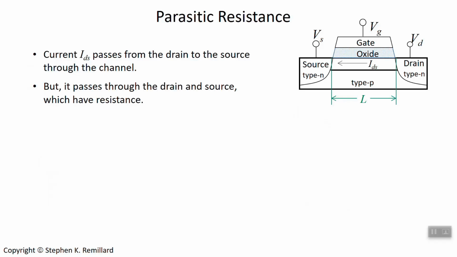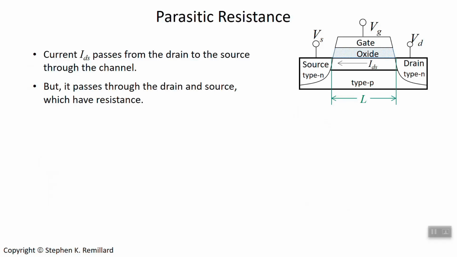When current goes from the drain to the source, it has to go through the channel, and the channel has a certain amount of resistance, which is just going to be there because there's resistivity of the channel material. But the current also has to pass through the drain and the source, which are N-type for an N-FET or P-type for a P-FET. They contribute additional resistance, which we actually need to go through some effort to minimize.